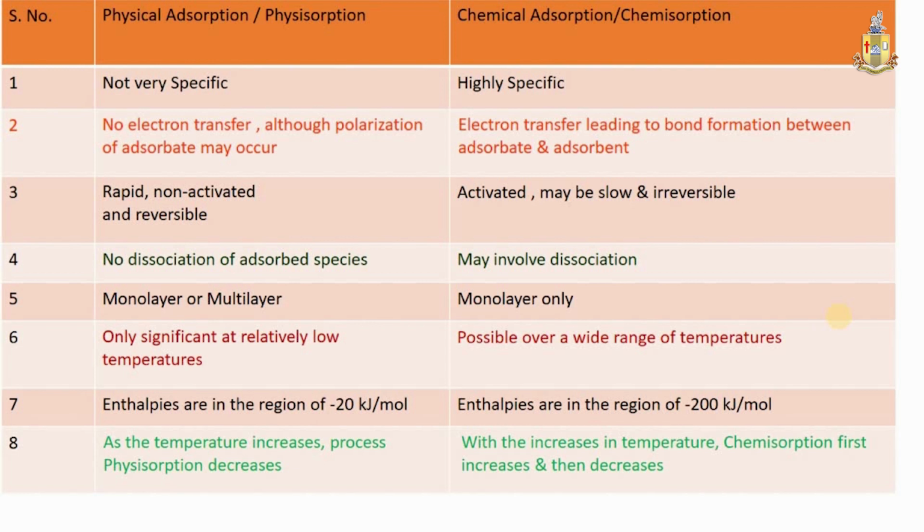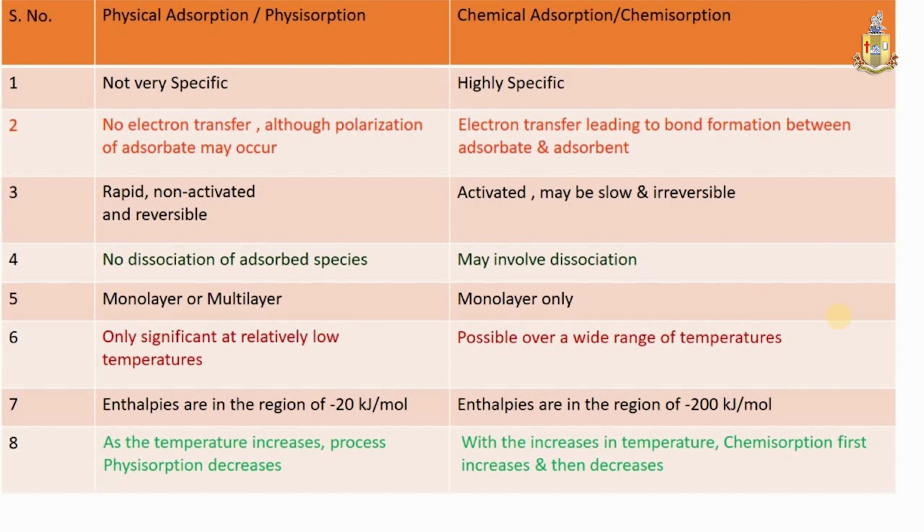So what is the difference between physisorption and chemisorption? Physisorption is non-directional and non-specific, and chemisorption is highly specific. In physisorption there is no electron transfer, but in chemisorption electron transfer and bond formation are possible. Physisorption is rapid, non-activated and reversible. The process can be reversed; it can adsorb and it can detach from the surface. So physisorption is a reversible interaction.